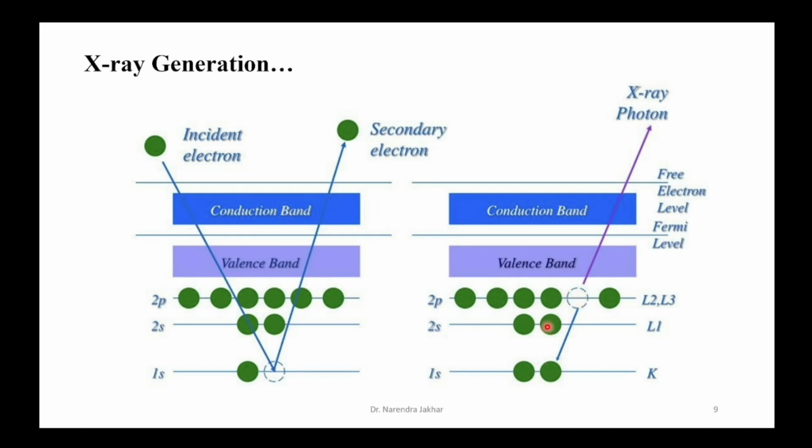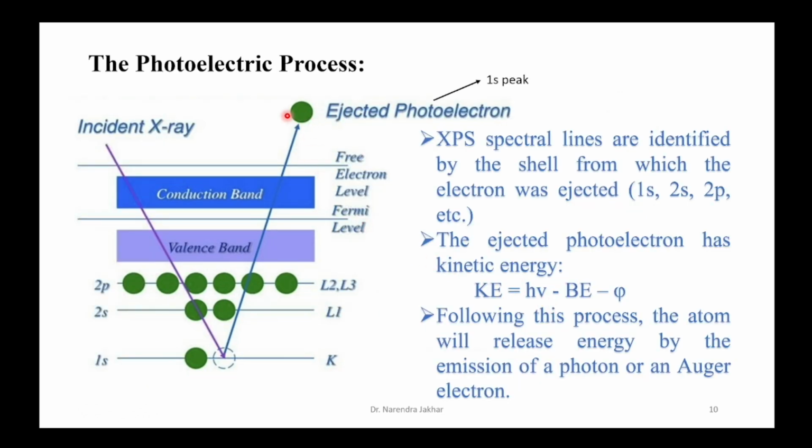So the energy difference between the energy levels of 2p and 1s is ejected in the form of photons, and these X-ray photons are collected by us, and this is the X-ray generation. Sometimes this excited energy is not directly converted to X-ray photons. This excited energy can directly give rise to the emission of another electron, and these electrons are known as Auger electrons. We will discuss this in the forthcoming slides.